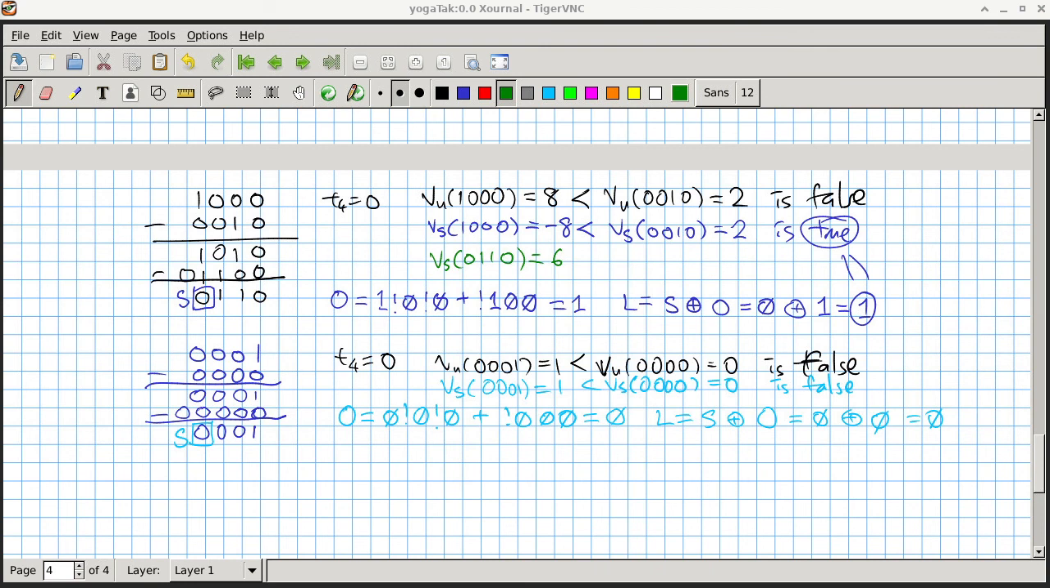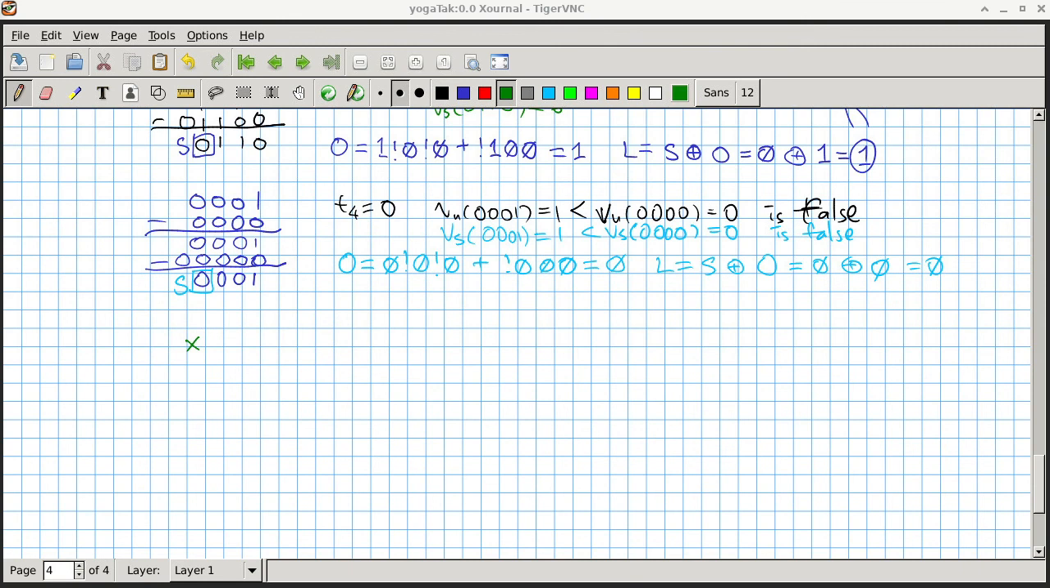Because in algebra, if x is less than y, and you subtract y from both sides, what do you get? You get x minus y is less than 0, right? And guess what d is? Without overflow, d is exactly x minus y. So you end up with d being less than 0.